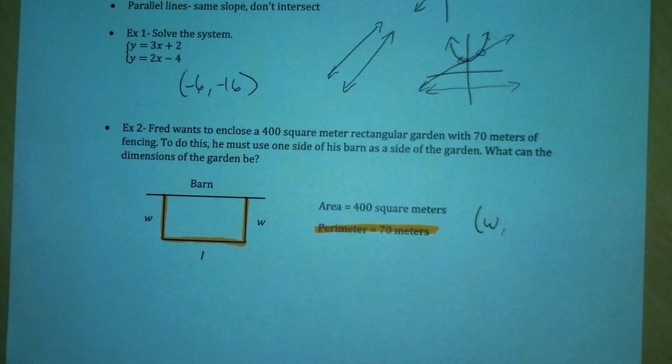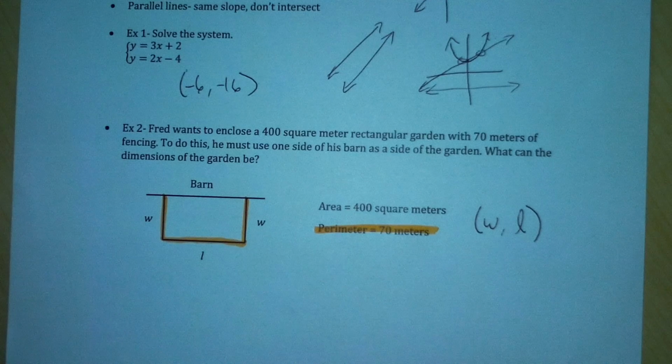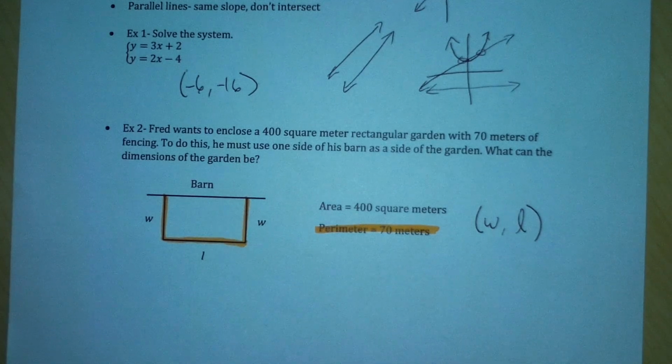So here, if we know our perimeter, or how much fence we've got, is 70 meters, when we set up our equation, wouldn't it be a total of 70 is equal to this side plus this side plus this side? So let's start with this. What's W plus W? 2W. So I'm just going to make that 2W plus, and then we just have one of the L's. So just L. Okay, so that sets up our perimeter part of this.